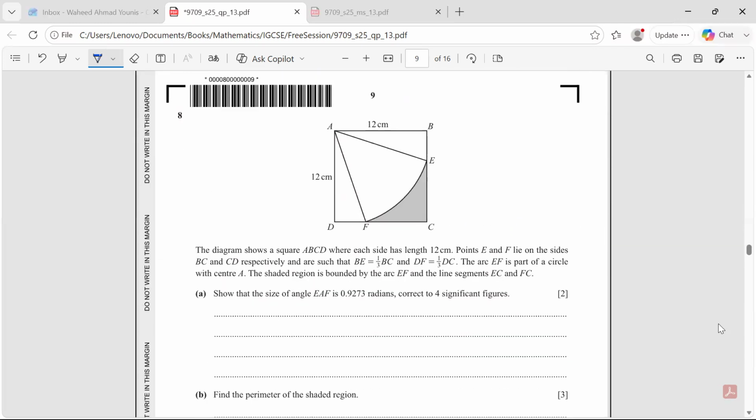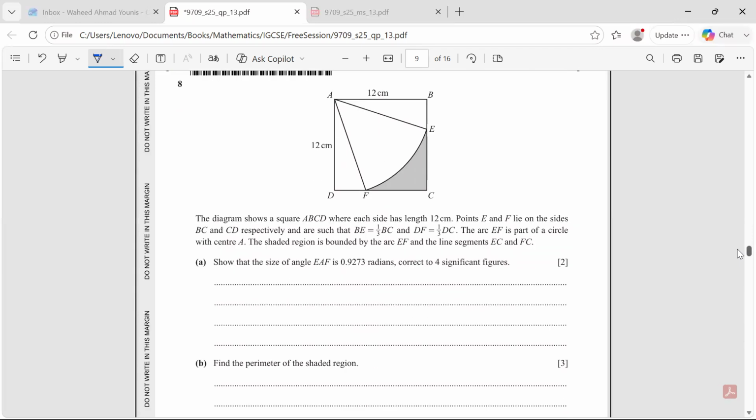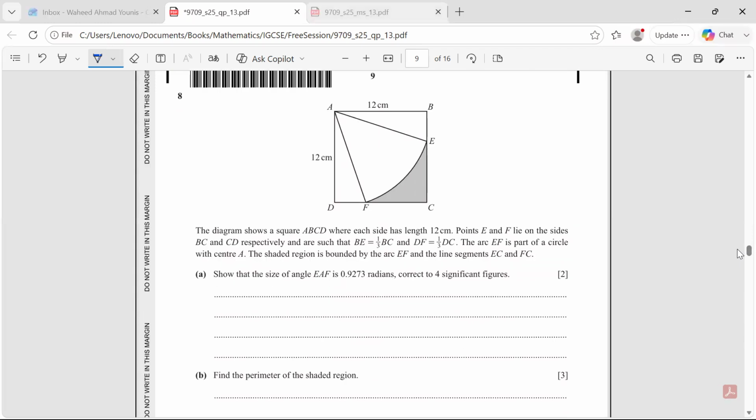Question number 8. This is interesting. We are given a square, right? This is a square 12 by 12, and BE is 1/3 of BC. So if it is 12, this must be 4. Make sense? In the same way DF is 4. What is the AE distance?